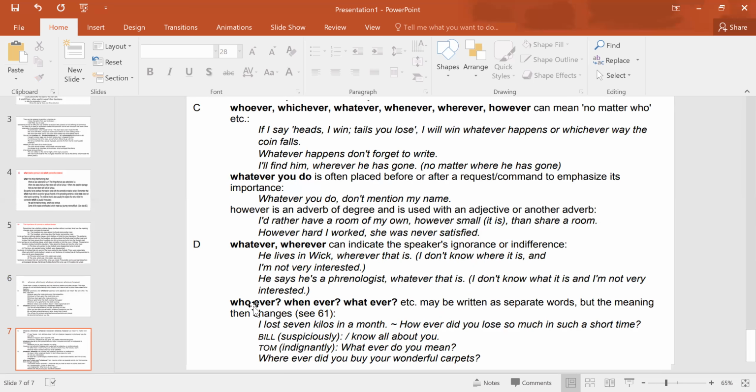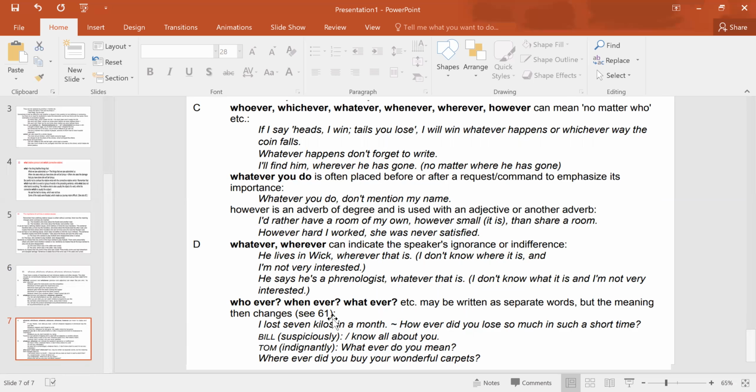When you separate the words of whoever, there is a little difference in the meaning as well. We also discussed it in the previous lecture, point number 61, when we were discussing interrogative WH words. I lost 7 kilos in a month. How ever did you lose so much in such a short time? So you separate them in some cases when you show surprise, anger, excitement, etc. Here, how ever did you lose? You are showing some sort of surprise.